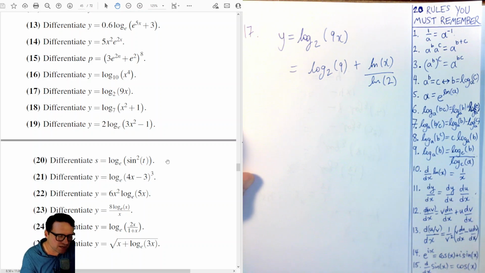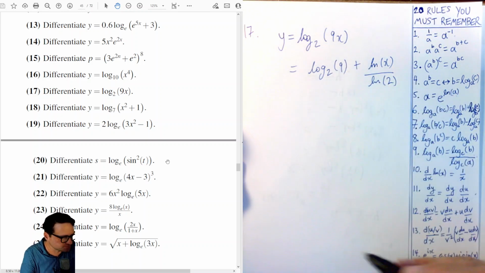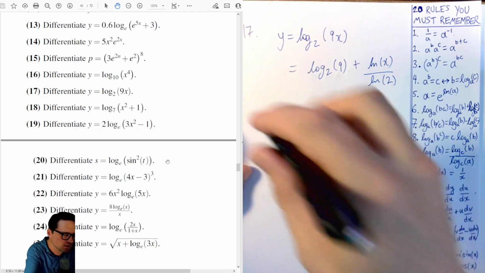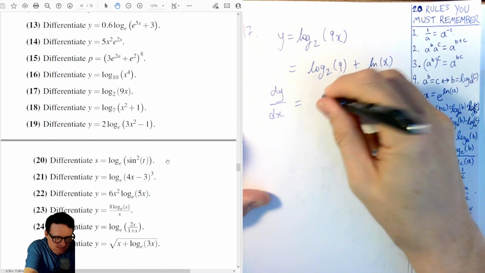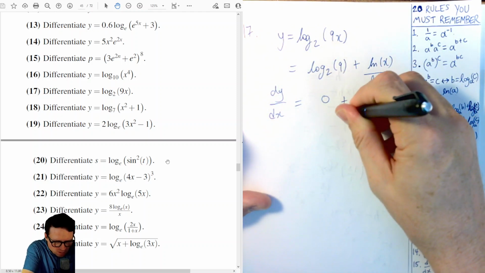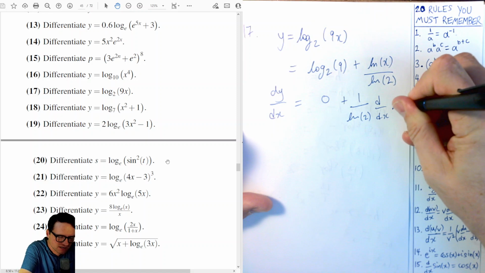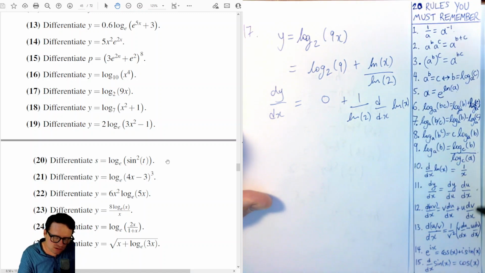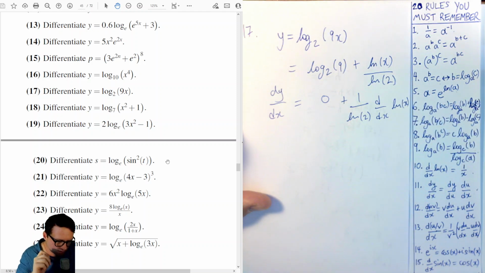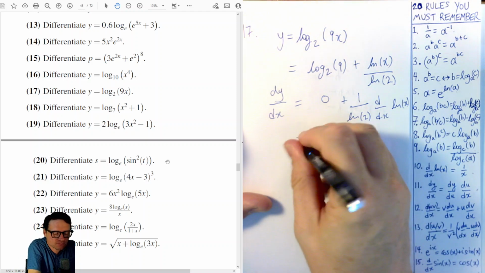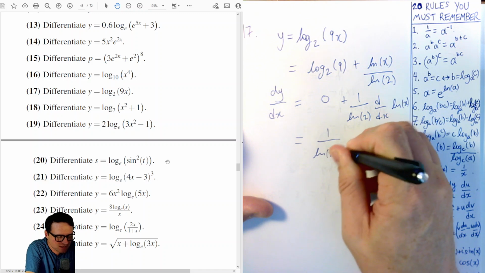Okay, and so now let's apply our differential operator d on dx, noting that this is just a number right here. So dy on dx is equal to 0 plus 1 on ln 2 d on dx of ln of x. All right, and so now we use the log rule number 10. The derivative of the natural log of x with respect to x is 1 on x. So we have 1 on ln 2 multiplied by x.